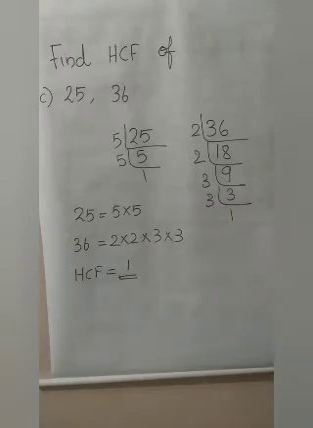Do we have any common factor here? Is there anything in common? No. So we will not write HCF is 0. Instead, what will we write? HCF is 1. If we are not having any common factors, the common factor between them is what? 1. So don't write 0.